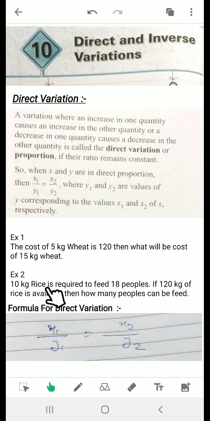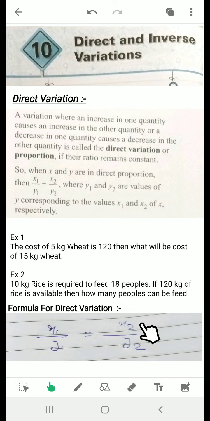Second, 10 kilogram rice is required to feed 18 people. If you need to feed 18 people, then you need 10 kilogram rice. Now if 120 kilogram of rice is available, then how many people can be fed? Now if you have 120 kilogram of rice, that means rice is more, then you can feed more people. Okay, so rice is increased, then people will also increase, so this is also the case of direct variation.